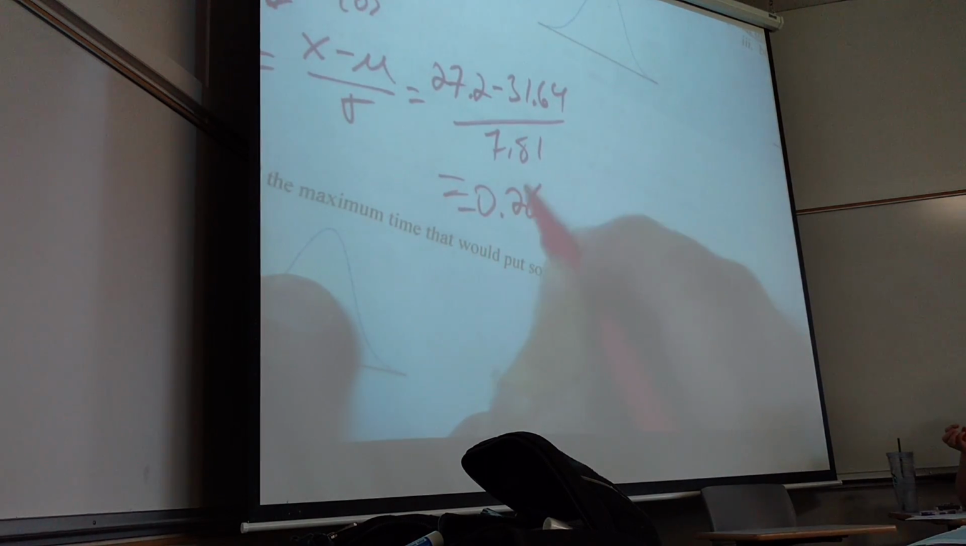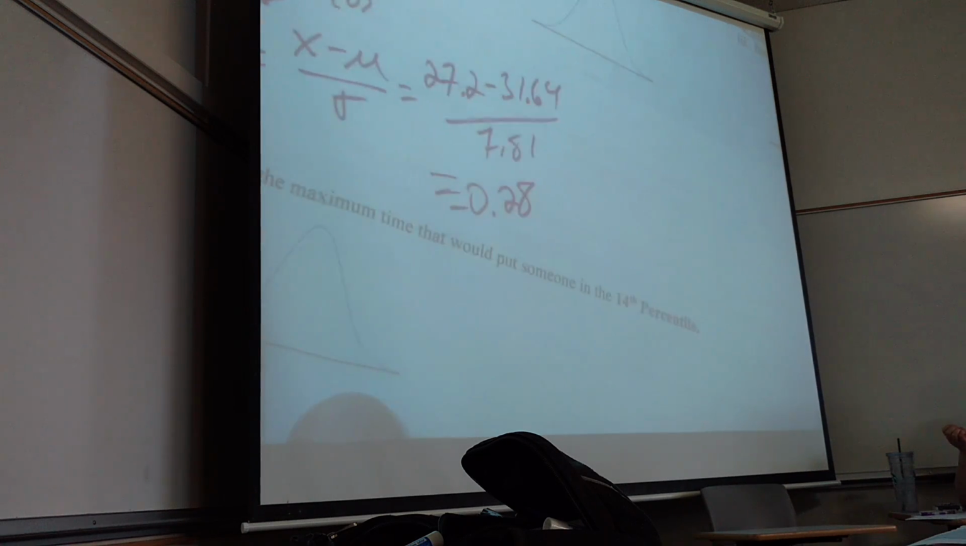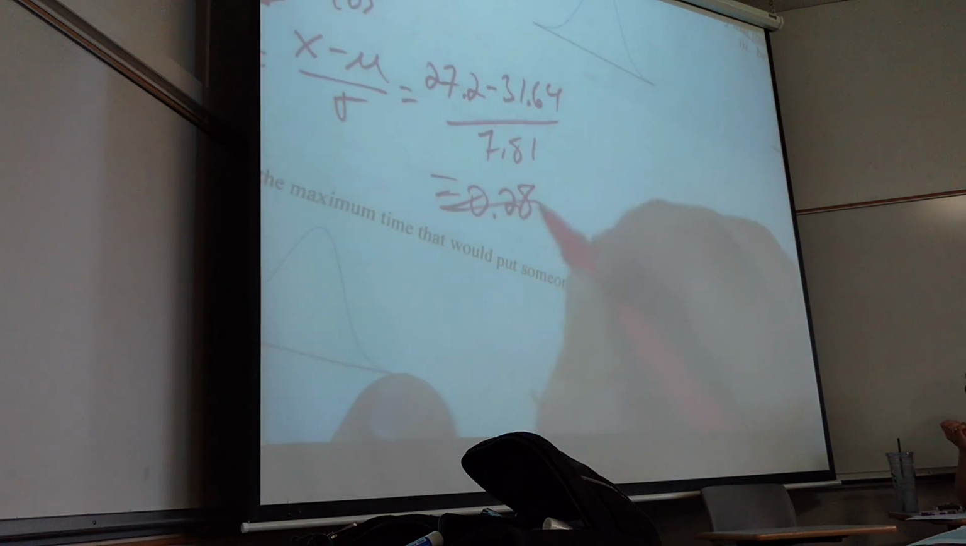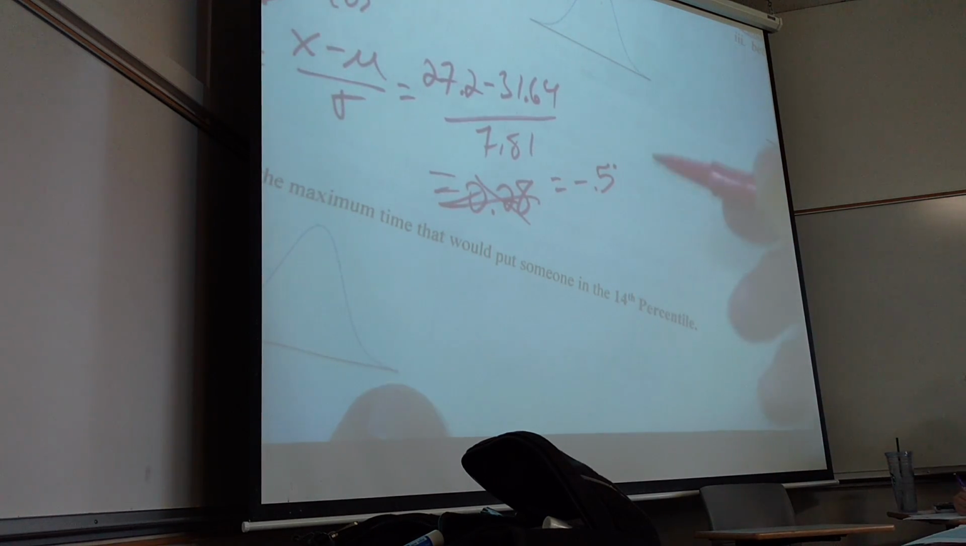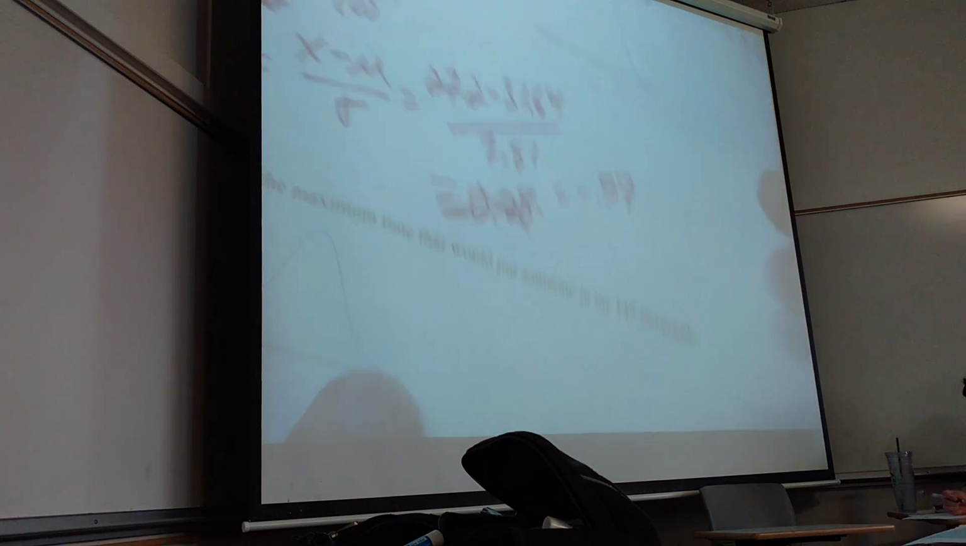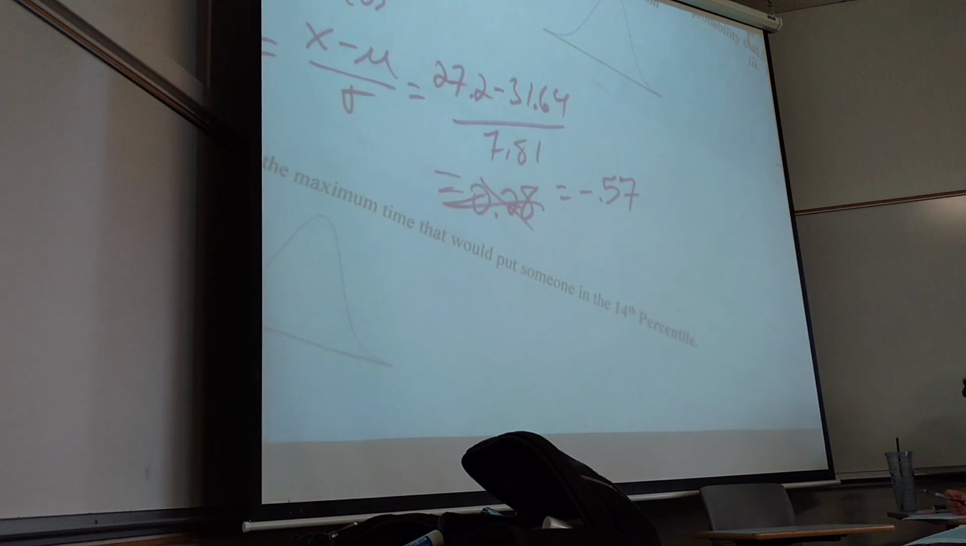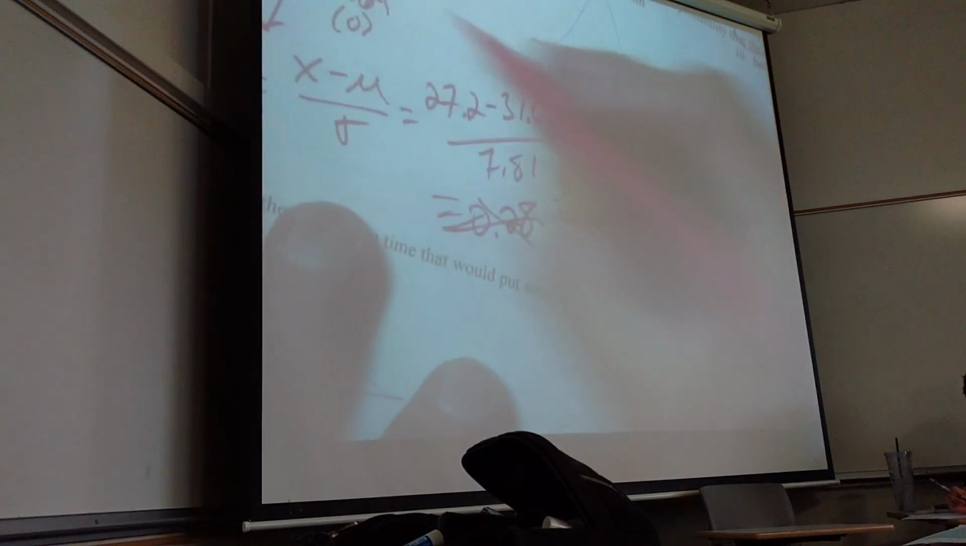Negative 0.28? I thought so. What do you guys get? Negative 0.5685. Rounded to two places, of course, because the chart only goes out two places. So this is negative 0.57.